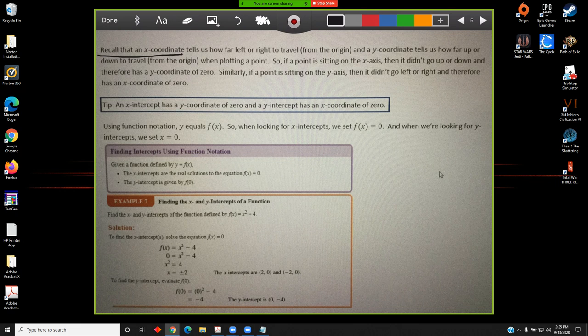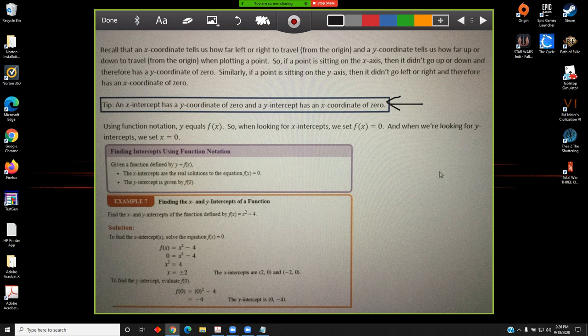Recall that an x-coordinate tells us how far left or right to travel from the origin, and a y-coordinate tells us how far up or down to travel from the origin when plotting a point. So, if a point is sitting on the x-axis, which makes it an x-intercept, then it didn't go up or down, and therefore has a y-coordinate of 0. Similarly, if a point is sitting on the y-axis, which makes it a y-intercept, then it didn't go left or right, and therefore has an x-coordinate of 0.